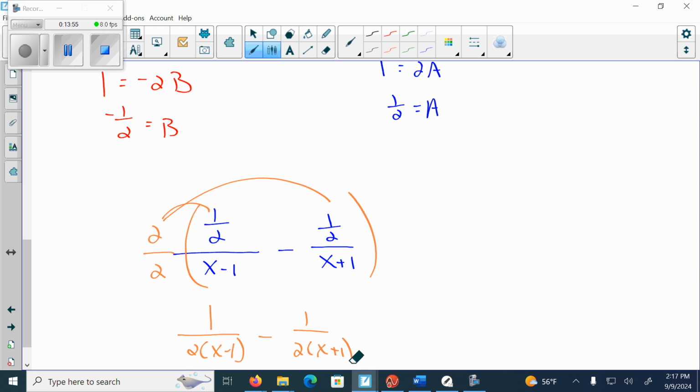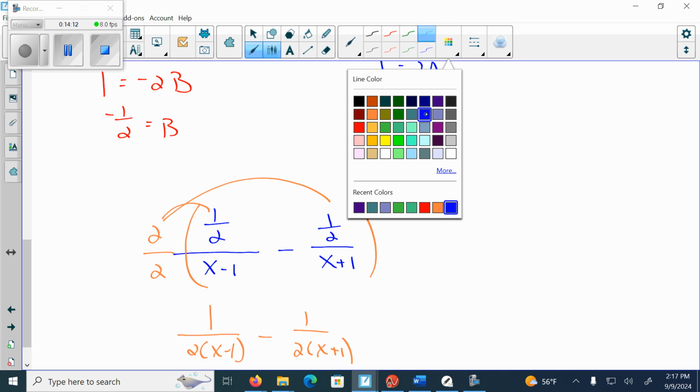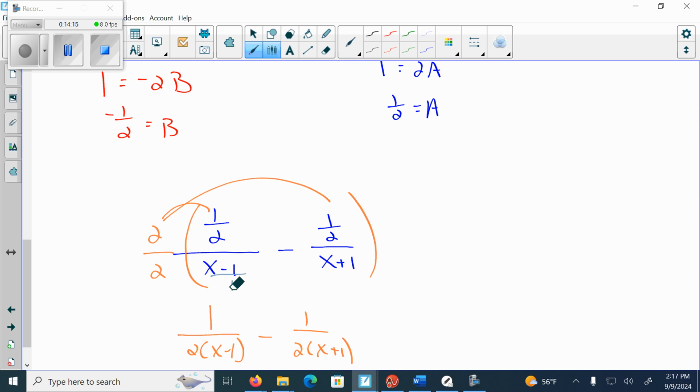What's another way I could have simplified it? No, because if I would have kept switching off, I would have had 1/2 times, and then you flip this, 1 over x minus 1. So I'd still end up with 1 times 2 times x minus 1. You can do that, yeah, but you said that wrong. You know what I mean? That's great, but that's not what I'm looking for. I'm looking for what else I could have done.